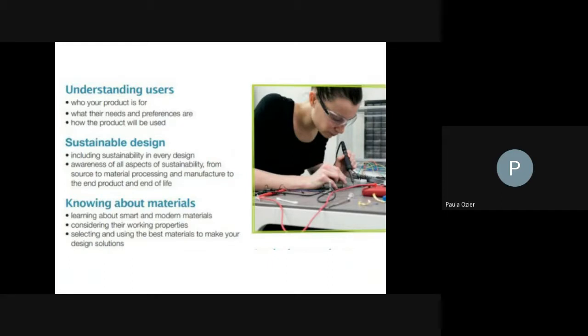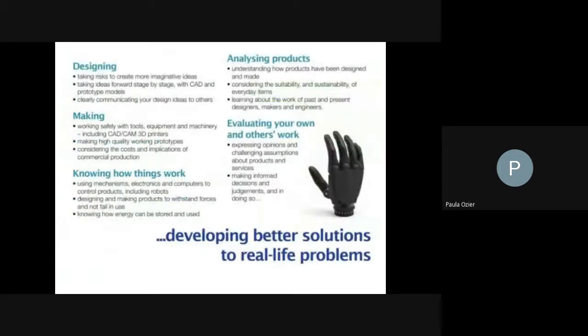You'll learn about all kinds of different materials. No matter which area you specialise in, you will learn about all different types of materials, including smart and modern materials, what their properties are, and how to select the best one for the product you're designing. You'll learn different types of designing strategies, different ways of communicating your ideas to people. Of course, you'll be including some making, so making high quality working prototypes of your designs.